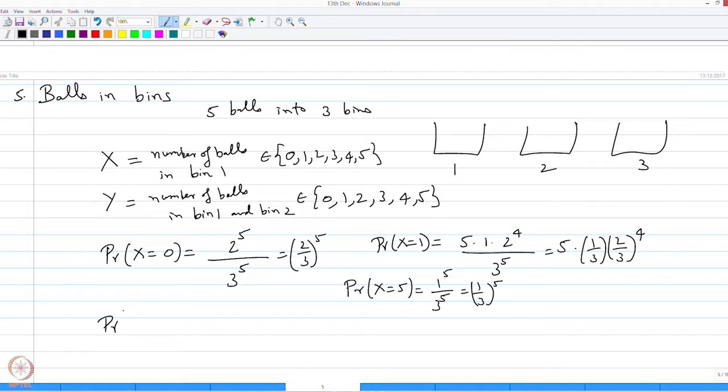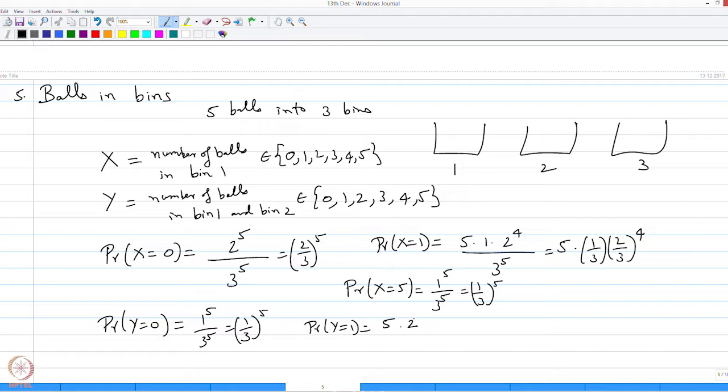So, what about probability that y equals 0? None of the balls should be in bin 1 or bin 2, which means all the balls should go to bin 3. So, that is 1 power 5 by 3 power 5, right. So, 1 by 3 power 5, there is just one possibility, all of them going to bin 3. Okay. So, what about probability that y equals 1 for instance? You have 5 balls, exactly one ball should go to either bin 1 or bin 2 and all the others should go to bin 3. So, the ball that goes into bin 1 or bin 2 could be any one of the 5 balls, times two possibilities for that one ball, right.